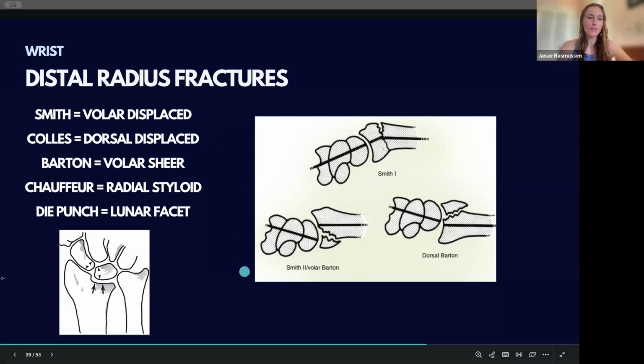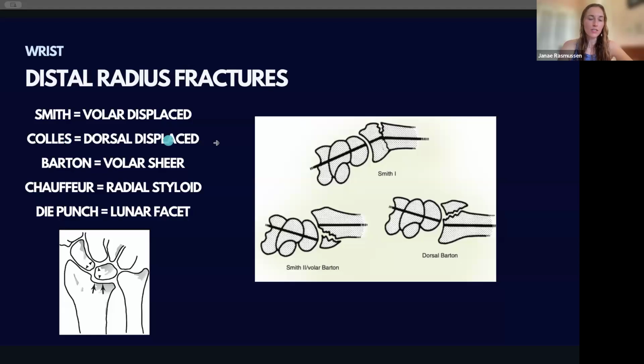And so out of all of these, the one you'll most likely be asked about is Colles, so you're dorsally displaced. That's one of the most common ones that most patients have when they have a FOOSH, or fall on outstretched hand injury. Volar Barton, this kind of shear fragment, is one where typically you're going to put some sort of volar buttress plate to basically push this fragment back up and realign that joint surface.